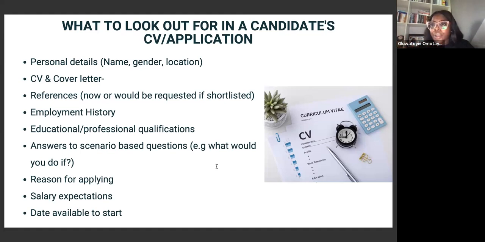Also, reason for applying. What is the reason for applying for this role? Is it just because of the salary, which is a good reason, or is it because they want to be part of the solution? They want to help you to solve problems. So these are some of the things that you should look out for in a candidate. And also, date available to start. You ask them, when are you available to start? If they're currently working in a place, you ask them what their notice period is, so that you can know when they're going to come on board.